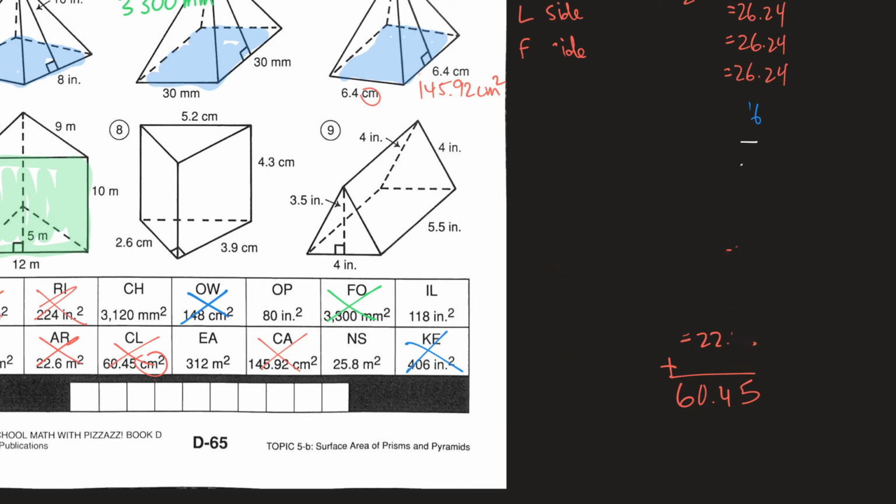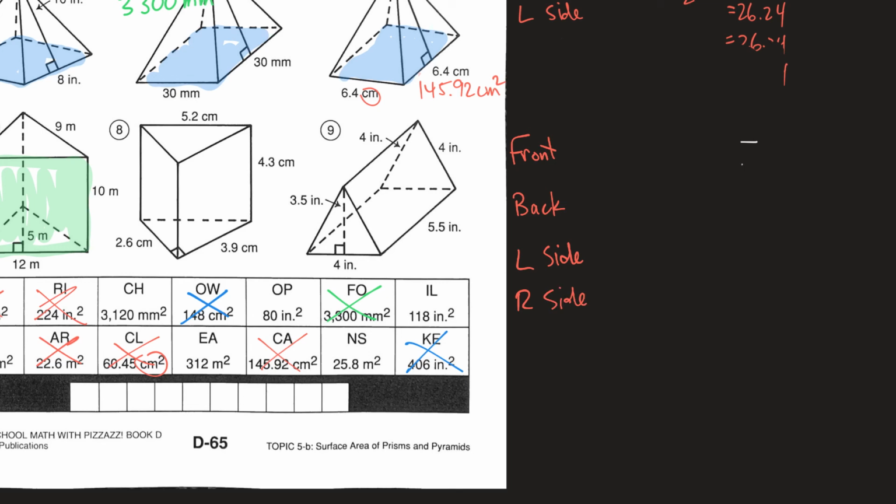So let's do this once again. For this one, I think I'm going to call it a front and a back. I have a left side, a right side, and a bottom. See, what I'm calling the front is this front triangle, and this one's going to be the back. So let's take the area of this. It's going to be the length of the base times the height divided by 2. So the area of the front is 4 times 3.5.